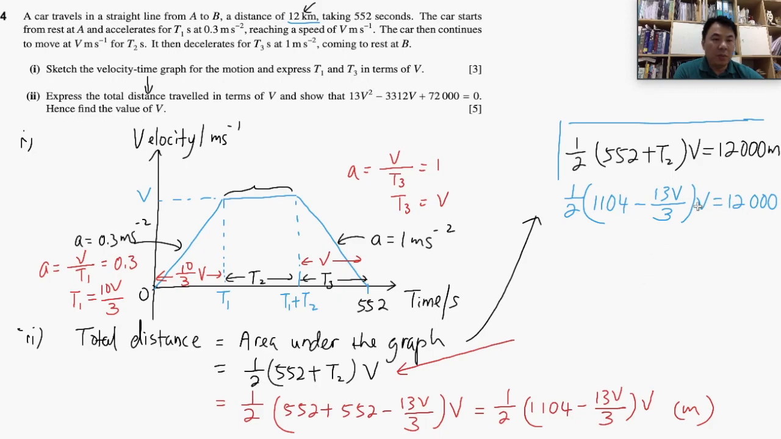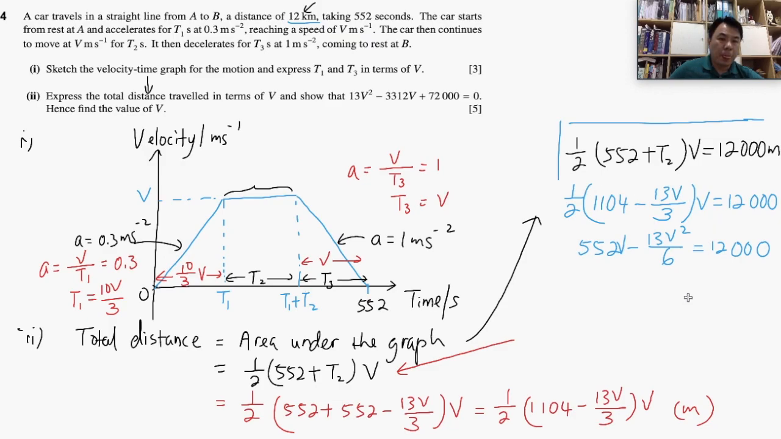Well, if you want to simplify the whole thing, you can actually multiply both sides by 6 if you want. So you multiply by 6 there. Okay, so maybe let me try to simplify it so that it's not confusing for some of you. So 552 minus 13v over 6, sorry, there's a v here, it's v squared, equal to 12,000. Okay, this is what we have.